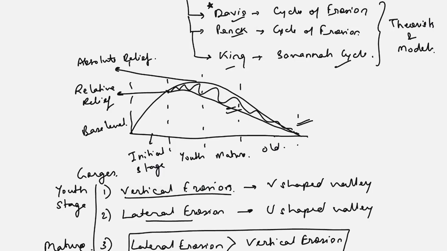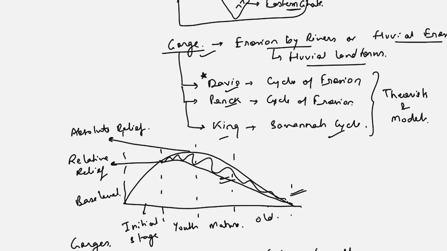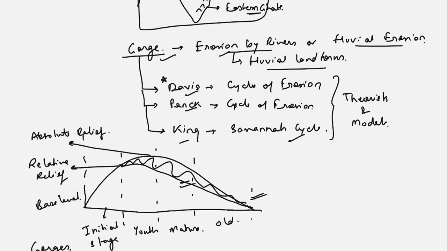Just let me explain it once. Now, what is happening here? Gorge is one of the landforms. It is a landform of erosion by rivers. It is also a fluvial erosion, and it is also called a fluvial landform. Now, the formation of gorges has been explained by Davis under his cycle of erosion. I think it is not completely a cycle of erosion, but it is considered a cycle of erosion because it is basically happening as a cyclic process.